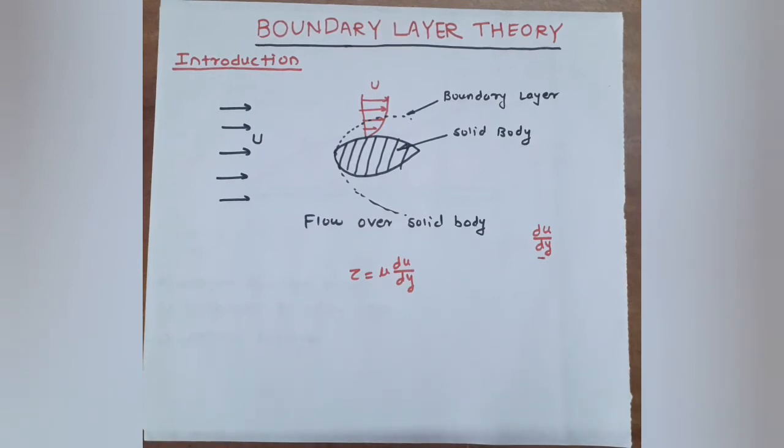The variation of velocity from 0 to the free stream velocity in the direction normal to the boundary takes place in a narrow region in the vicinity of, or near to, the solid boundary. This narrow region of the fluid is called the boundary layer, and the theory dealing with boundary layer flows is called boundary layer theory.